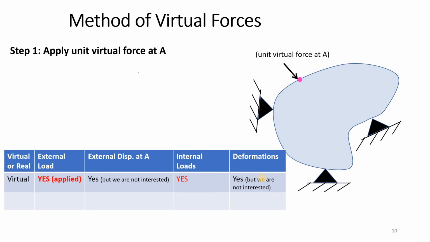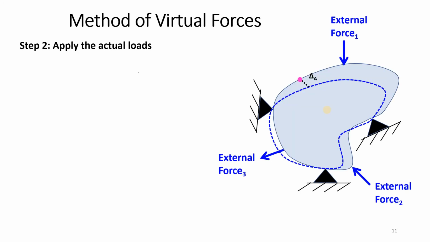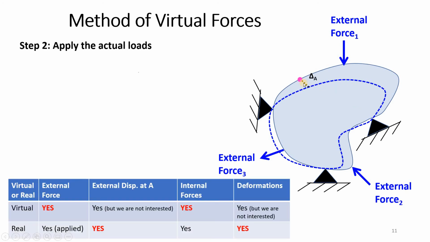So for the virtual unit load, we are interested in the fact that we have applied a unit virtual load externally to this body, and there will be some internal loads induced because of the application of the external virtual unit load. In the next step, we would be applying the actual loads. So external forces 1, 2, and 3 are applied, and then what happens? Just tabulate it. We have already discussed this first row.